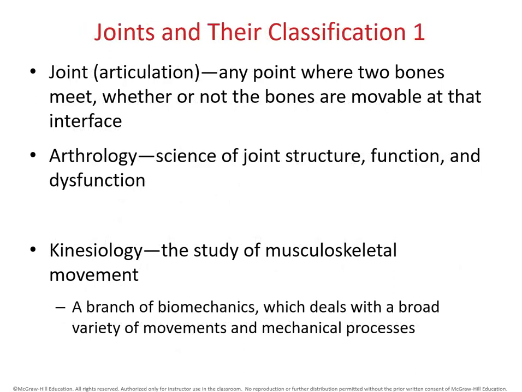So a joint can also be called an articulation, and it's any point where two bones meet. It can be a movable or immobile interface. Arthrology is the study of joints and joint function and also dysfunction. Kinesiology is the study of musculoskeletal movement. When we combine muscle and skeleton, how those two organ systems work together, we get the field of kinesiology. Kinesiology is one part of biomechanics.